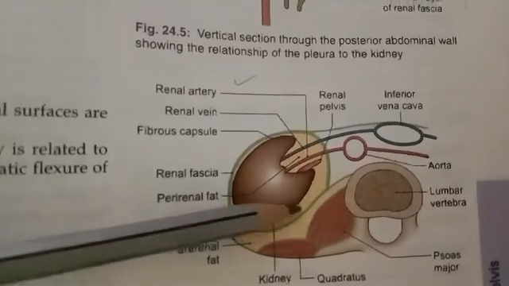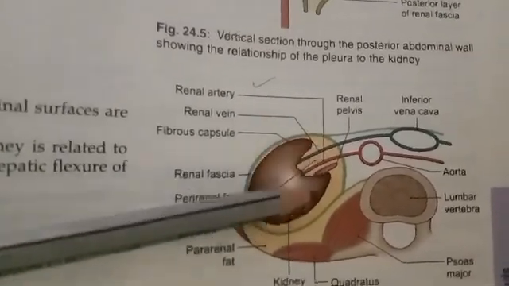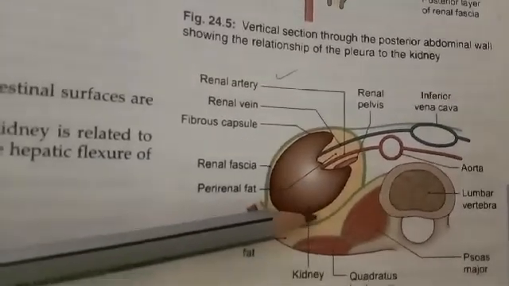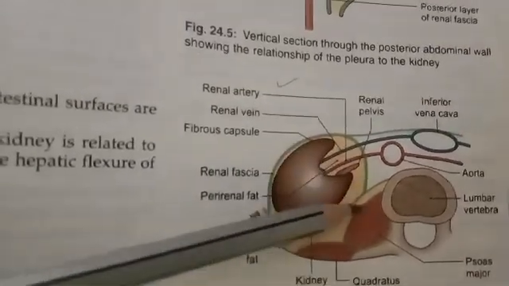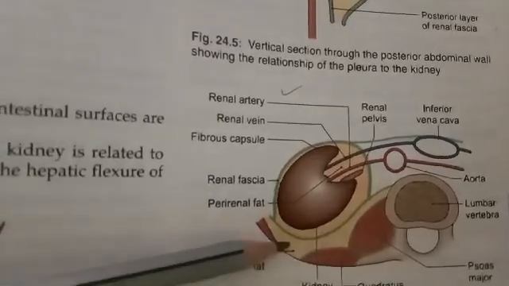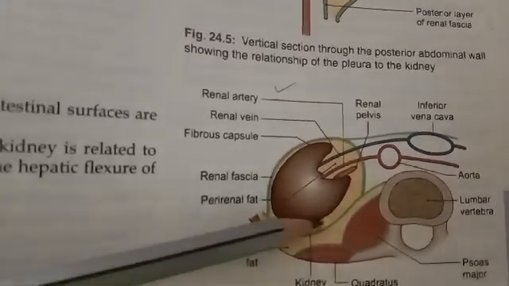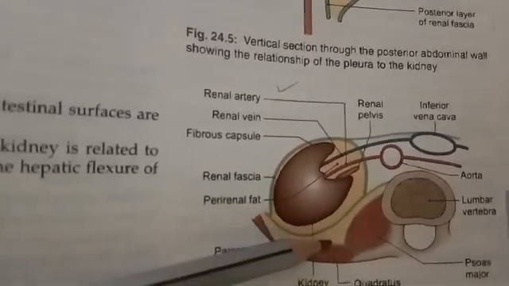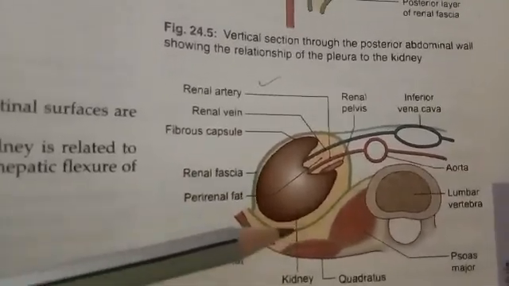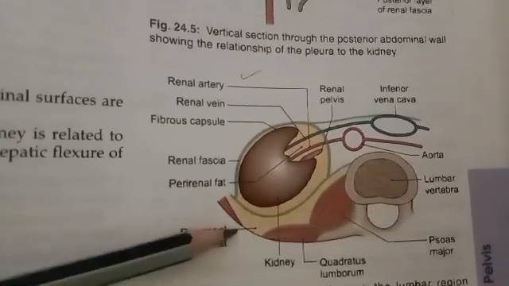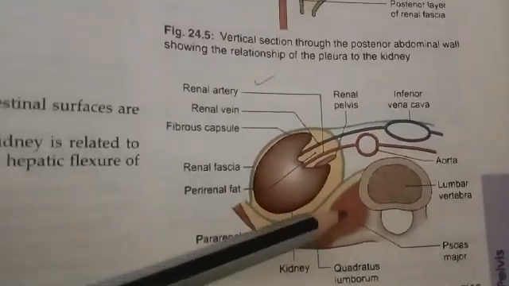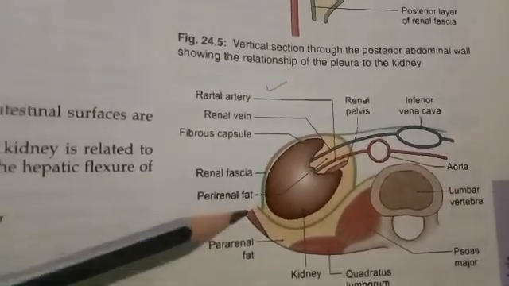This space is known as the renal sinus, which is filled up with fat. And all this we can see is the perinephric fat. Here, behind the posterior wall, all this fat between the muscle and the kidney is the pararenal fat. Here we can also see three muscles, that is quadratus lumborum, psoas major, and here there is transversus abdominis.